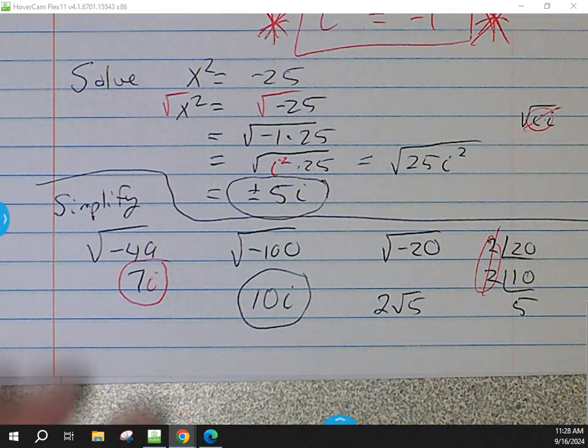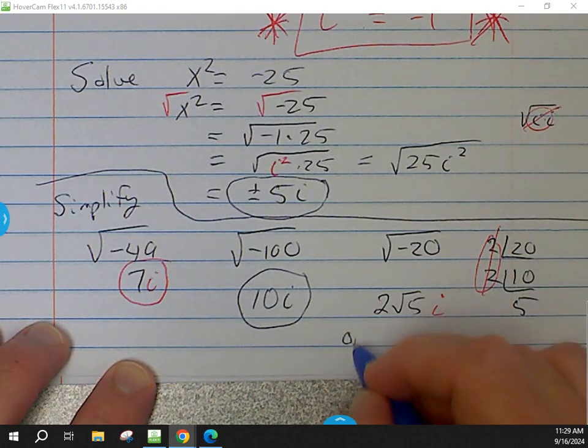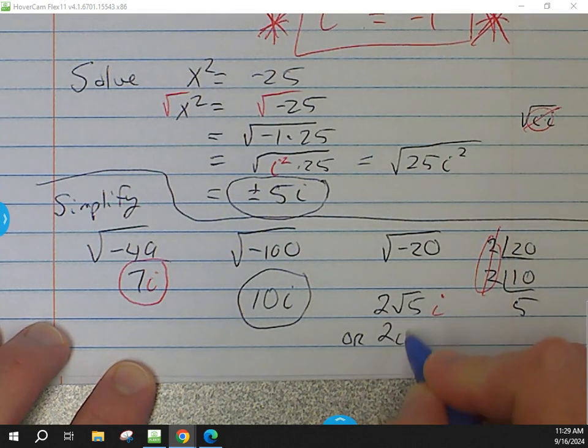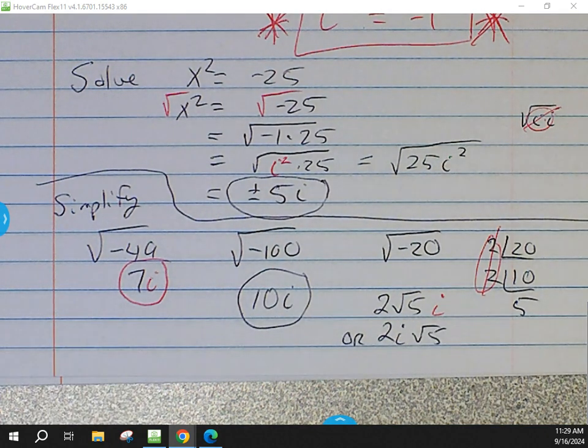Sometimes they'll let you put it here. Sometimes they'll also write it so that you put the i there. And whichever one you do, either one's fine. It doesn't matter. You just need an i. Now, the i cannot be in the square root. It's got to stay outside the square root when you're doing this.